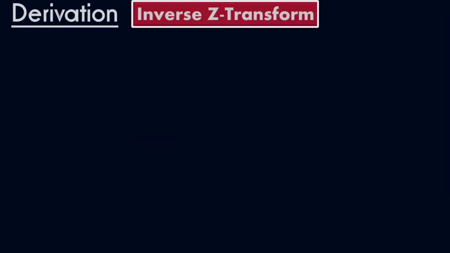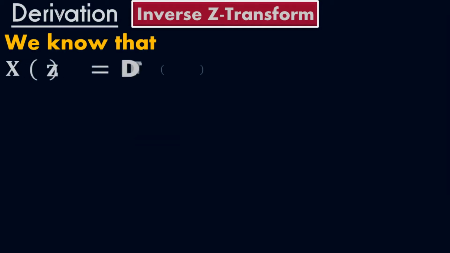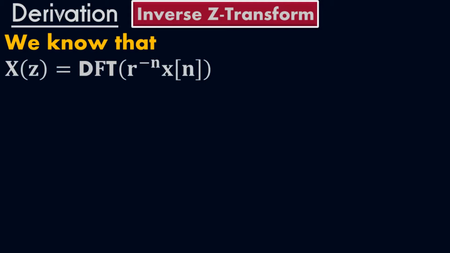So let's do the derivation process. We know that X of z equals the DFT of r to the negative n times x of n, which means that the Z transform equals the discrete Fourier transform of r to the negative n times x of n. If you put r equals 1, which is the radius of the circle, we will have the discrete Fourier transform of x of n. Z transform equals the Fourier transform on the unit circle.